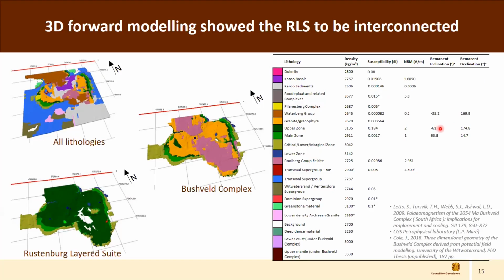A lot of the magnetic information is from Sean Letz's thesis, and then obviously our petrophysical laboratory has a lot of data. And Anglo Platinum was kind enough in the beginning of the project to give me some wireline logging data. I went through that data, and combining all of this, I came up with densities and susceptibilities and things that I used for the modeling.